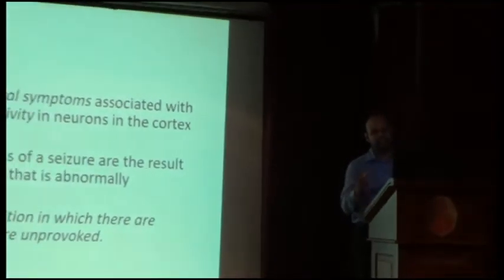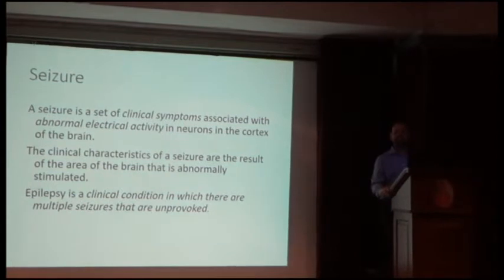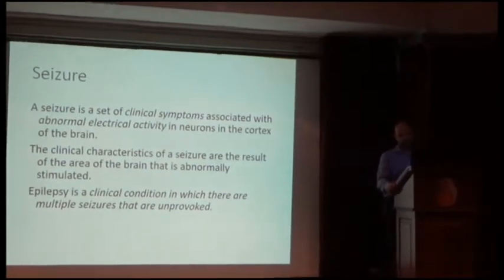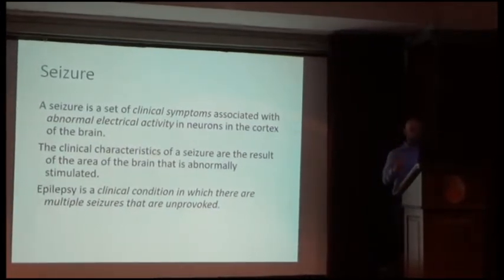First is the definition of seizure. A seizure is a set of clinical symptoms that are associated with abnormal electrical activity or excess electrical activity in the cortex of the brain. And the symptoms that the patient generally experiences and what we generally see depends on which part of the brain is activated or is hyper-excitable.